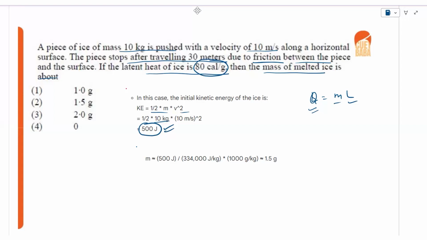So using this formula, 500 is equal to M times L. So M is equal to 500 upon the latent heat, and latent heat is given in calorie per gram. When you convert it into joule per kg, it will be 334,000, and the final answer would be 1.5 gram. So 1.5 is the final answer.